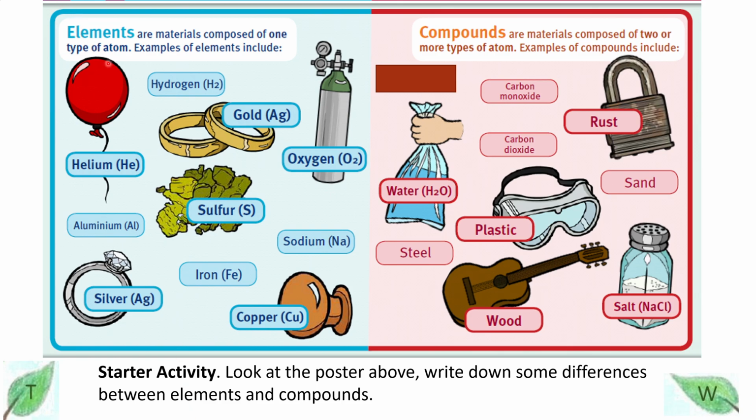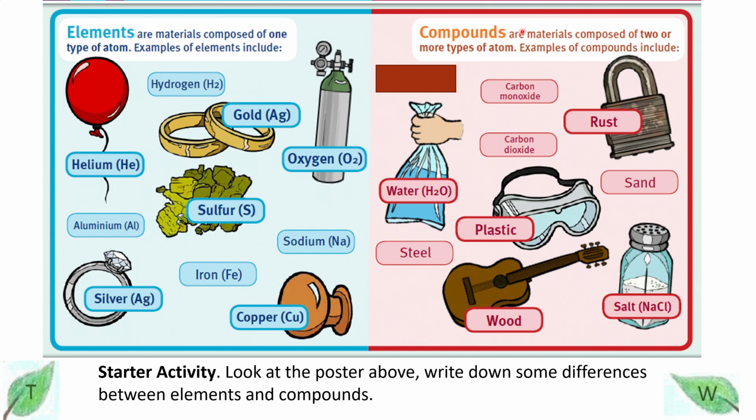So, we did elements last lesson. Materials composed of one type of atom, and here are some examples. Oxygen, gold, hydrogen, helium, aluminium. Notice they have given you the symbol next to it, and even something that's got a little 2 still counts. Hydrogen, even though it's got 2 of them stuck together, is the same atoms, they are identical.